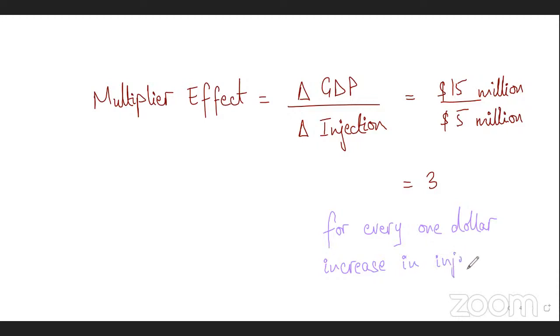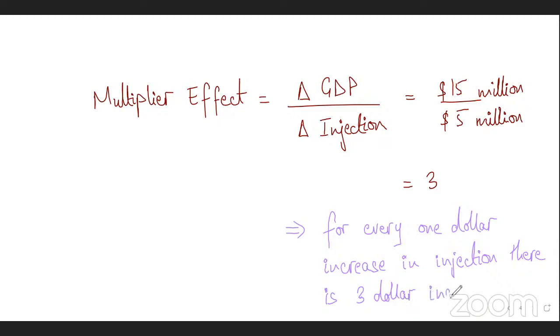Injection would be a better word, because sometimes I interchange the word injection with investment, but you need to remember that the multiplier effect is not just about investment. It could also be about other injections, which include government spending and exports. So these are the 3 injections. Whichever injection we look at, the effect would be the same, whether that be investment, government spending, or exports. For every $1 increase in injection, there is a $3 increase in GDP.